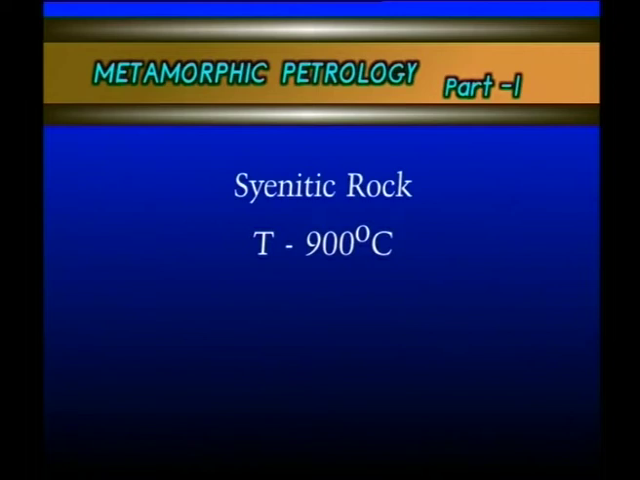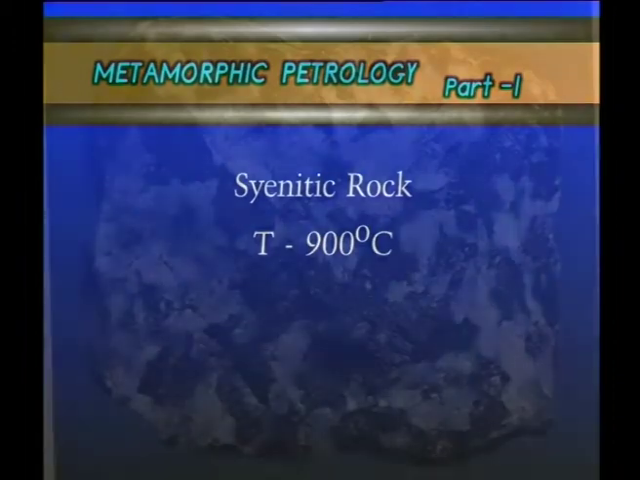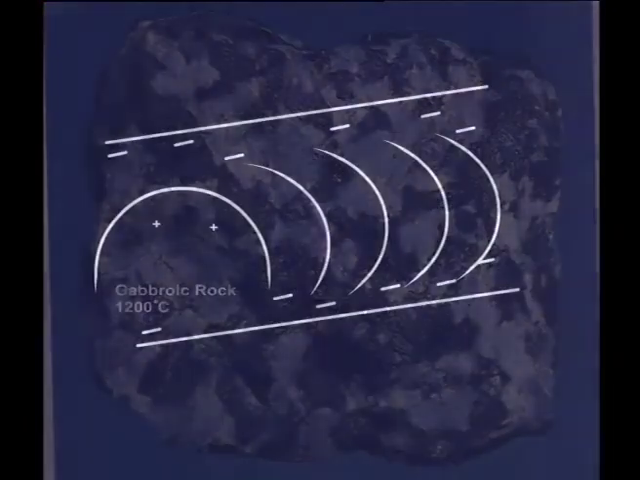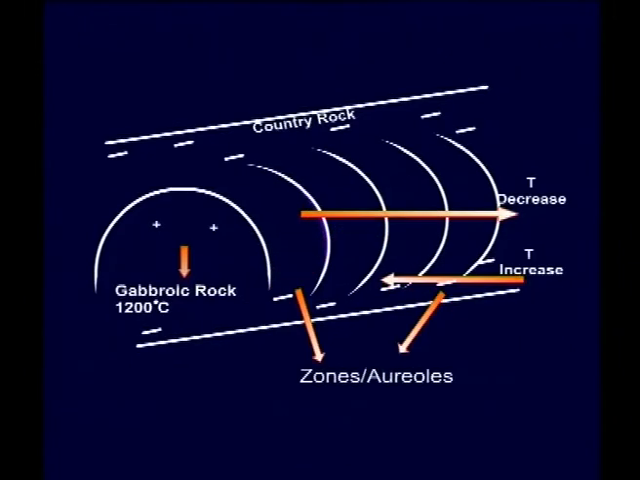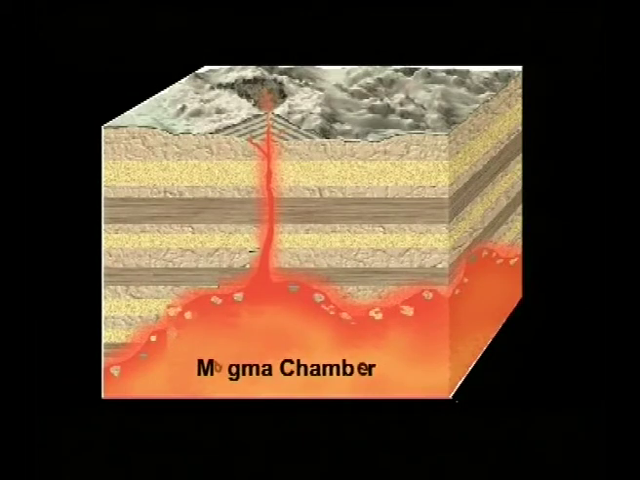In case of syenite rock, it normally varies around 900 degrees centigrade. In case of gabbroic rock, it occurs at nearly 1200 degrees centigrade. Now let us see the case particularly in contact metamorphism. If the intrusive body is of three different types, we can see how the temperature changes, particularly in country rocks. Now look at the screen and see the sketches for contact metamorphism.